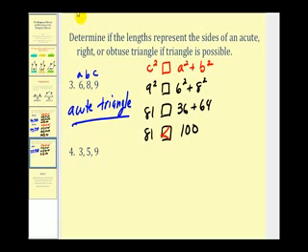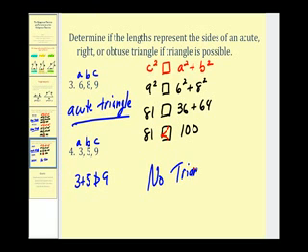And let's finish with one more. This would be c, this would be a, this would be b. Again, you can interchange a and b, but c has to be the longest side. And notice in this problem that 3 plus 5 is not greater than 9, so this tells us that no triangle is even possible.